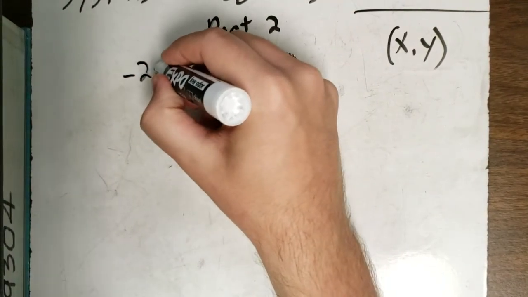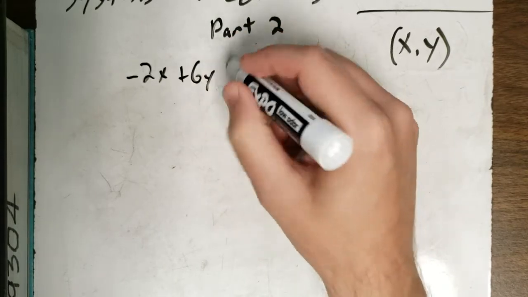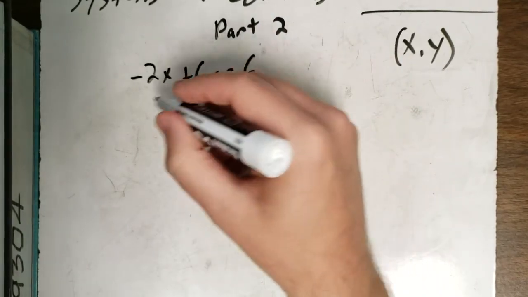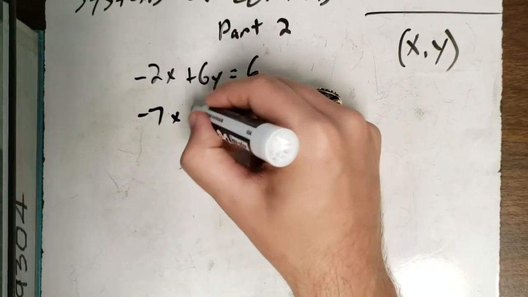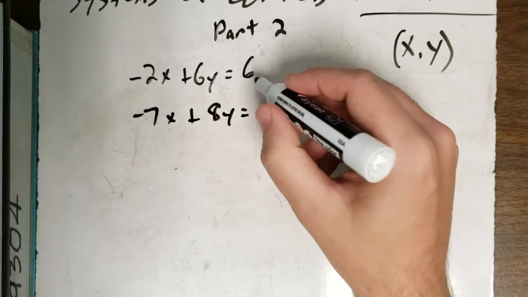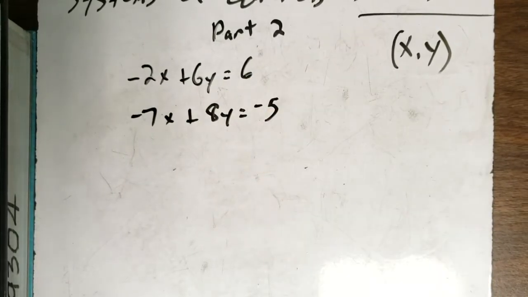Negative 2x plus 6y equals 6. Negative 7x plus 8y equals negative 5. All right, here we go.